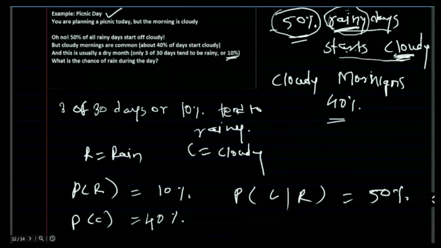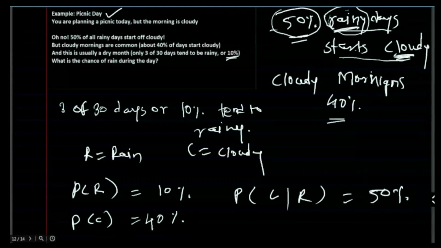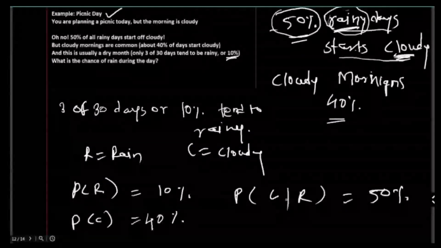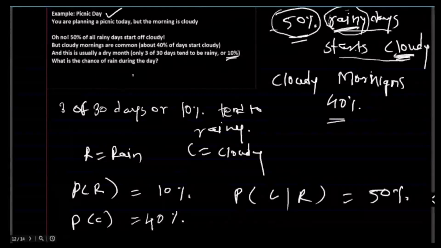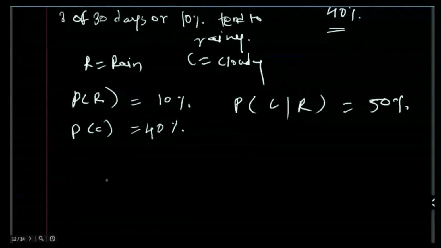Am I correct? It says 50% of rainy days start cloudy. So we know that these are the rainy days and it is starting cloudy. So starting cloudy has 50% chance. So probability of cloud given rain is 50%. And now what is asked of us? What is the chance of rain during the day?